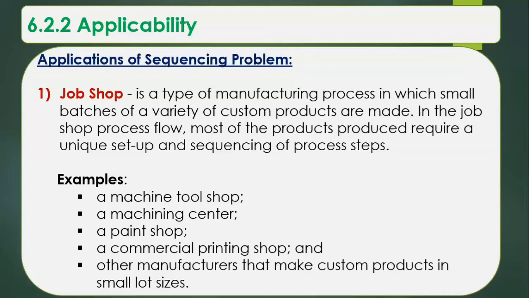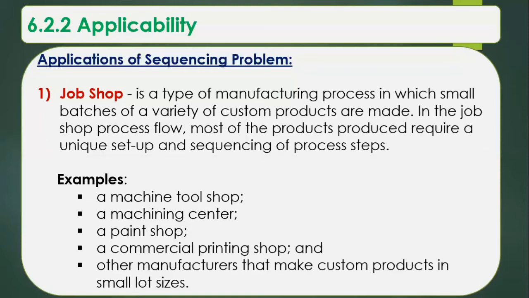However, examples of job shops include a wide range of businesses. We have a machine tool shop, a machining center, a paint shop, a commercial printing shop, and other manufacturers that make custom products in small lot sizes. These businesses deal in customization and relatively small production runs, not volume and standardization. Okay, so this is where the sequencing problem can be applied in the real world for those companies or small organizations which are under job shop production.